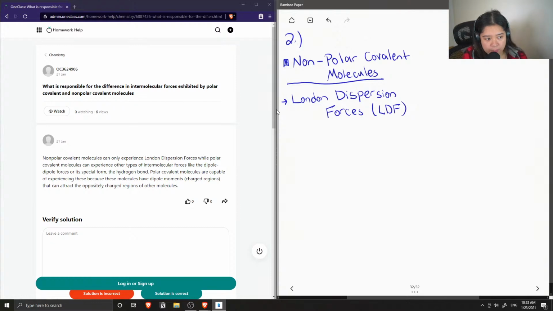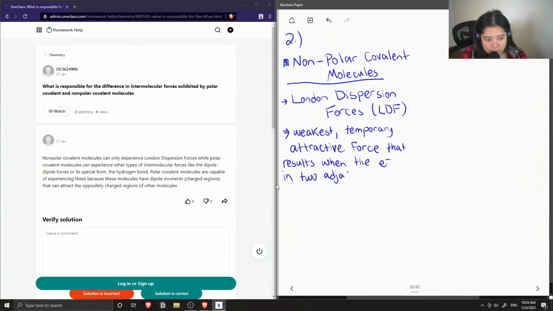And what London dispersion forces are is they are the weakest intermolecular force, and they are the temporary attraction or temporary attractive force that results when the electrons in two adjacent atoms form temporary dipoles. Okay, so these are London dispersion forces.